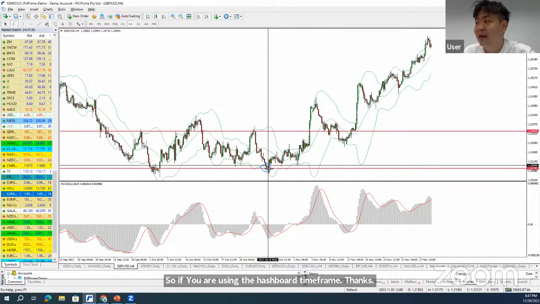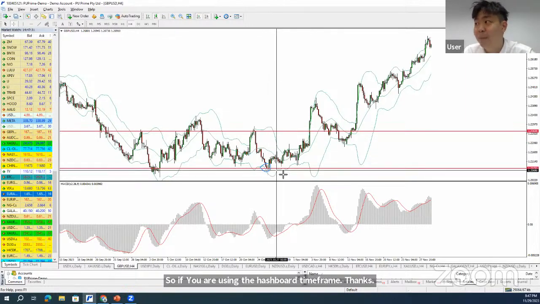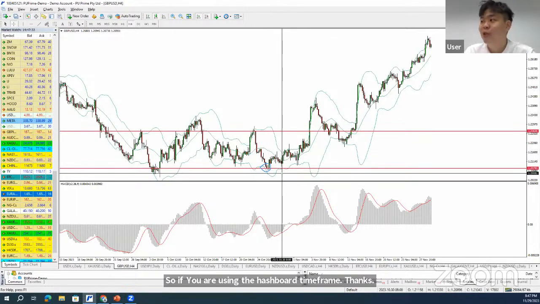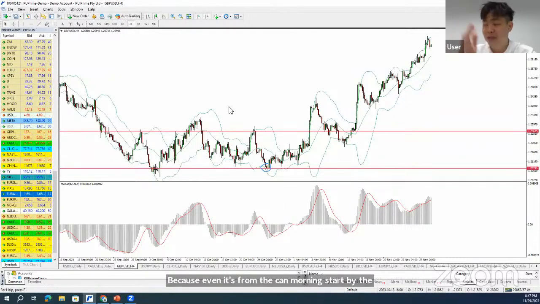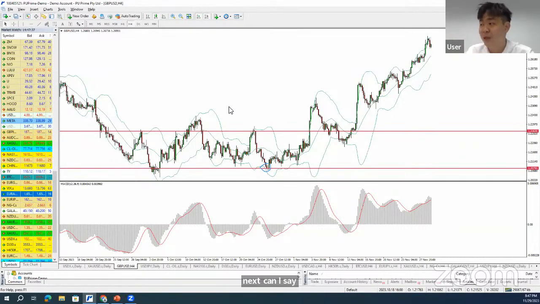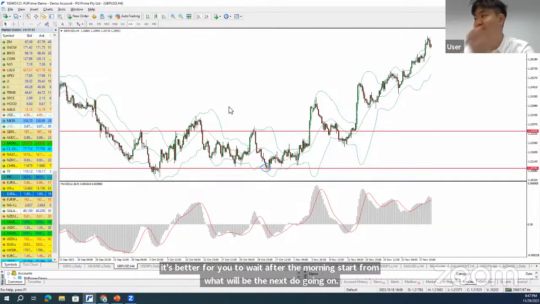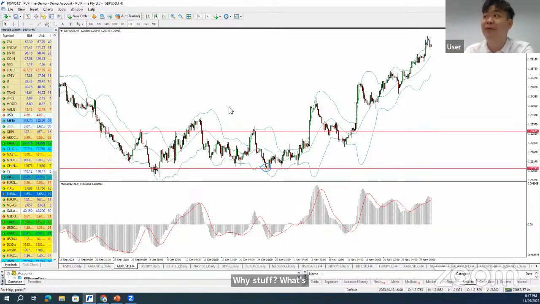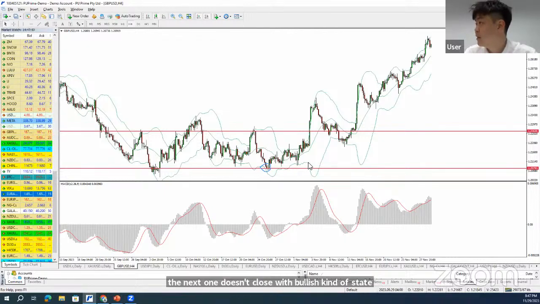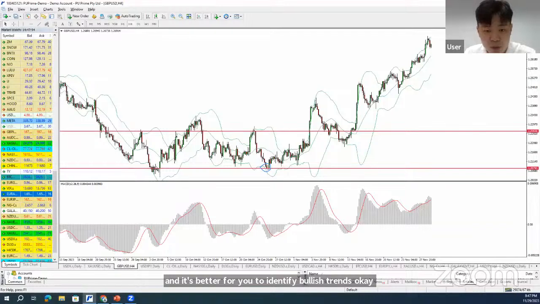Sometimes even if it's from the Morningstar, but the next candlestick drops, there is another story also. So it's better for you to wait after the Morningstar forms. What will the next candlestick do? If the next candlestick closes bullish, then it's better for you to identify a bullish trend. Okay, to make certain more confirmations. I hope I also answer your question, Anthony.